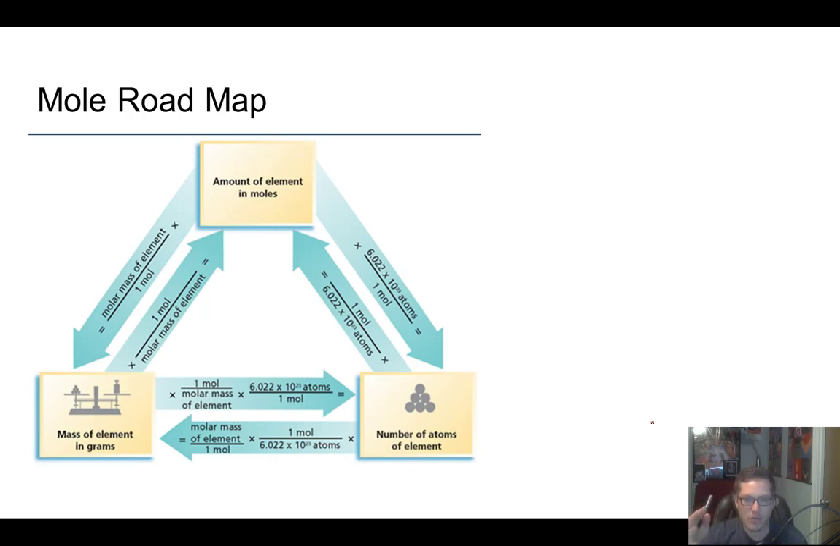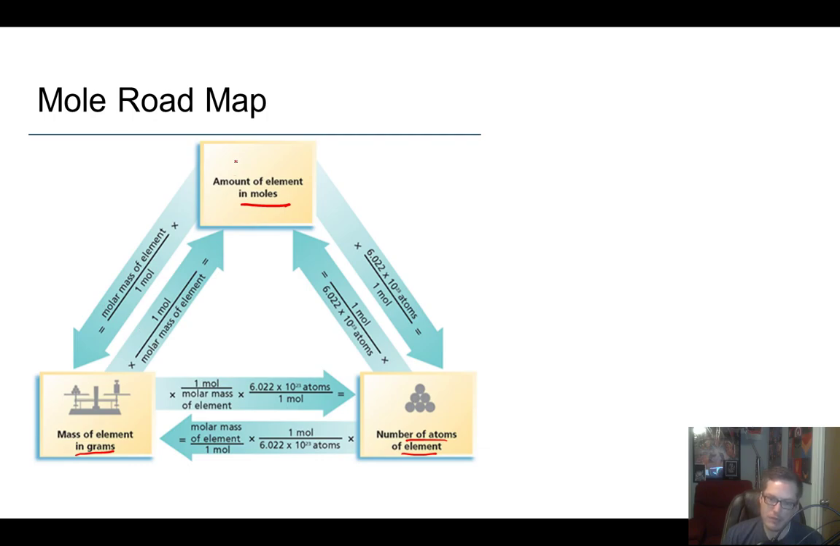Now this is the mole roadmap, okay, and this helps you identify which way you go. You will not get this on an exam, so you do need to memorize it, all right? So here's our 3 bits, okay? So the moles are up here, okay? The number of atoms are down here, all right? Number of atoms, and then the mass in grams, okay? So we can go from grams to moles by using the molar mass, okay? And we can go from the number of moles to grams by using the molar mass. So we can go either direction.